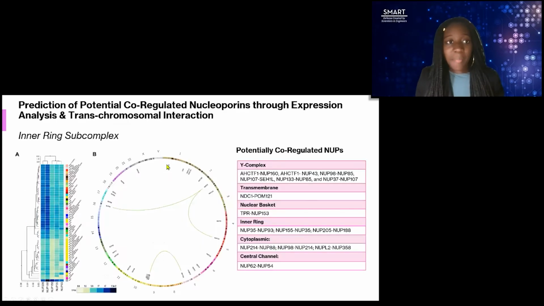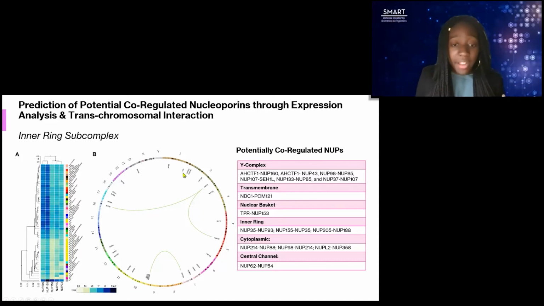My next result was that there are potentially co-regulated nucleoporins and that the interactions that they would have would be long range and trans-chromosomal. So this right here is a figure of the inner ring subcomplex showing the heat map and the Circos plot. On this heat map, we can see that NUP205 and NUP188 have very, very similar patterns of expression. This indicates that they're possibly co-regulated.